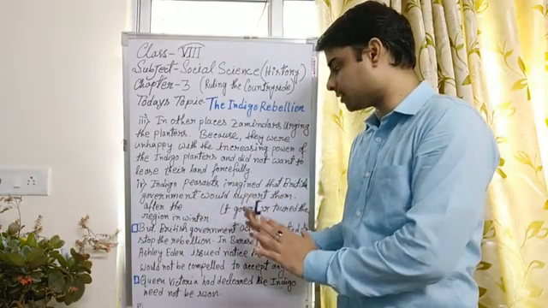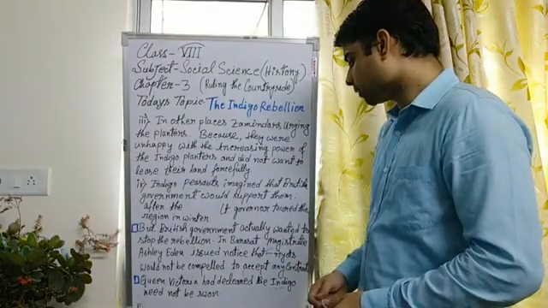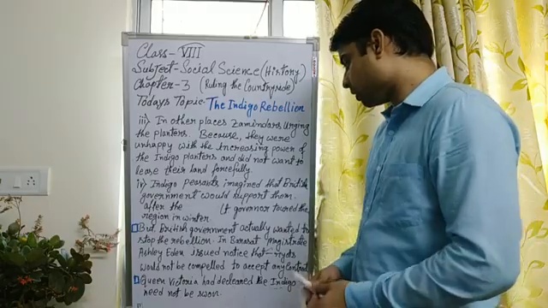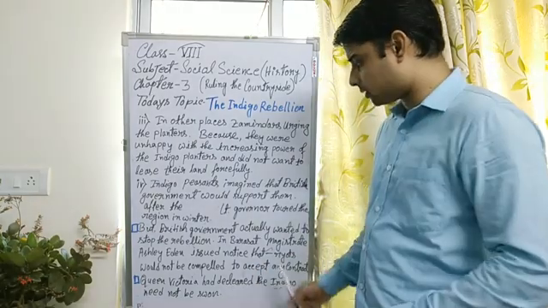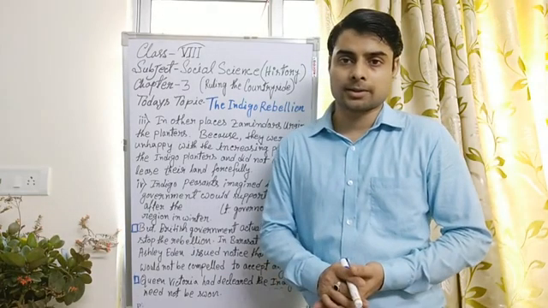So they saw it as a great danger for their empire. That is why in Barasat, magistrate Ashley Eden issued a notice that ryots would not be compelled to accept any contract by the indigo planters.